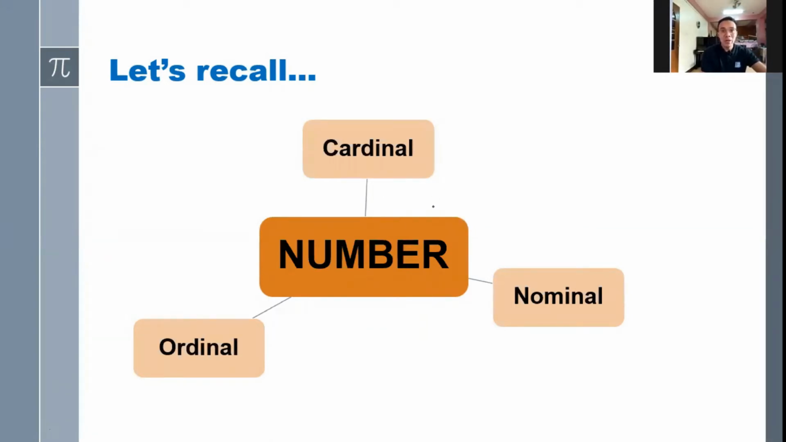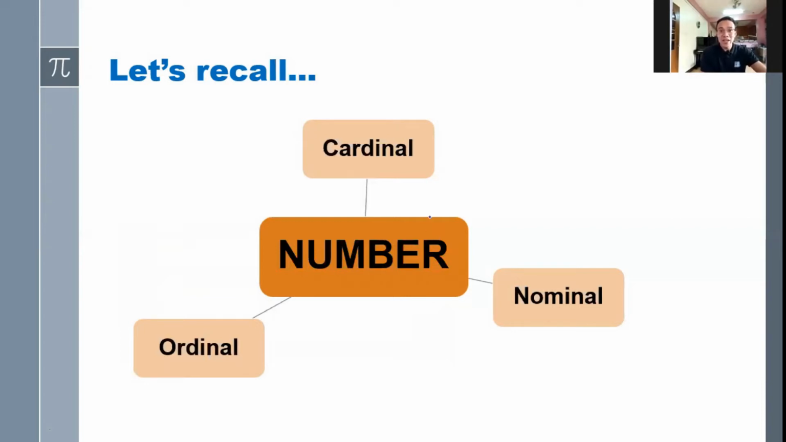When I say nominal, a nominal number names a person or object. If you see a jersey with a number of 30, we can think of Stephen Curry, right? Therefore, the number 30 names a person and it's a nominal number. Ordinal number tells the position of a person or object. Examples of ordinal numbers are first, second, third, fourth, and so on.